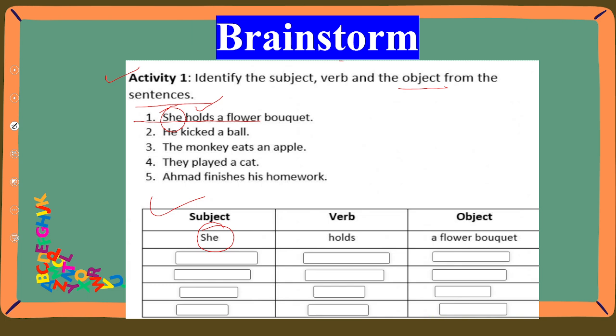This is an action. And what is she holding? What is the object that is receiving this action? It is a flower bouquet. So flower bouquet is our object. Object is anything that is receiving the action of the subject. So these things are related.